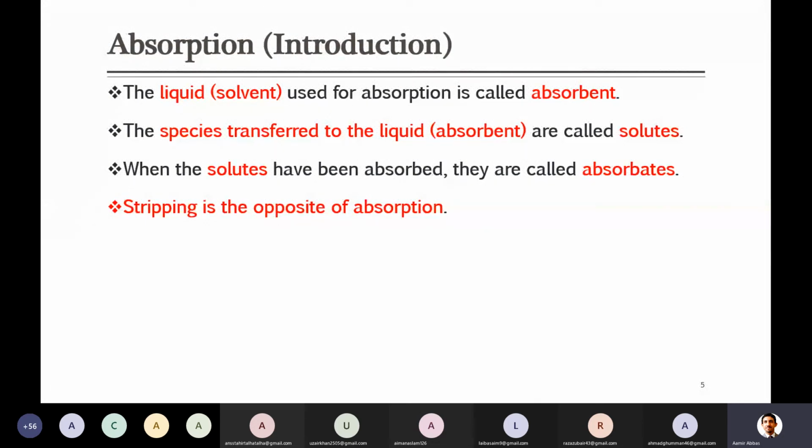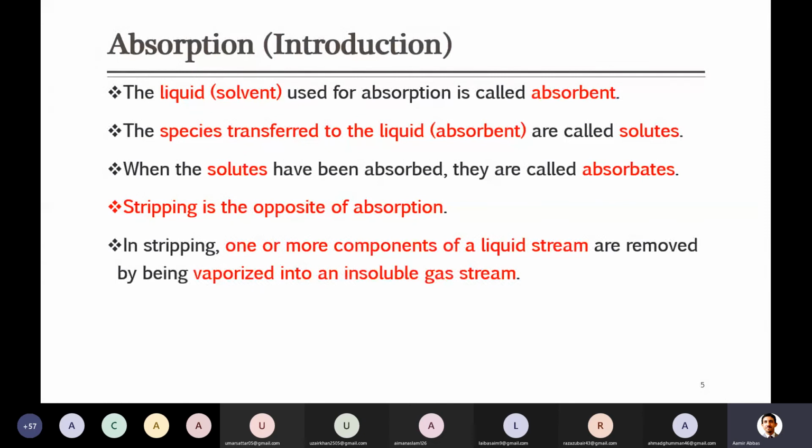The other thing is called stripping, which is the opposite of absorption. So what does this mean? Using gas, we remove the things that have been absorbed inside the liquid. In absorption, we were capturing some of the components of the gas in liquid. Here, in the case of stripping, you will be just removing the components which are absorbed inside the liquid with the help of some gas, as Omar mentioned.